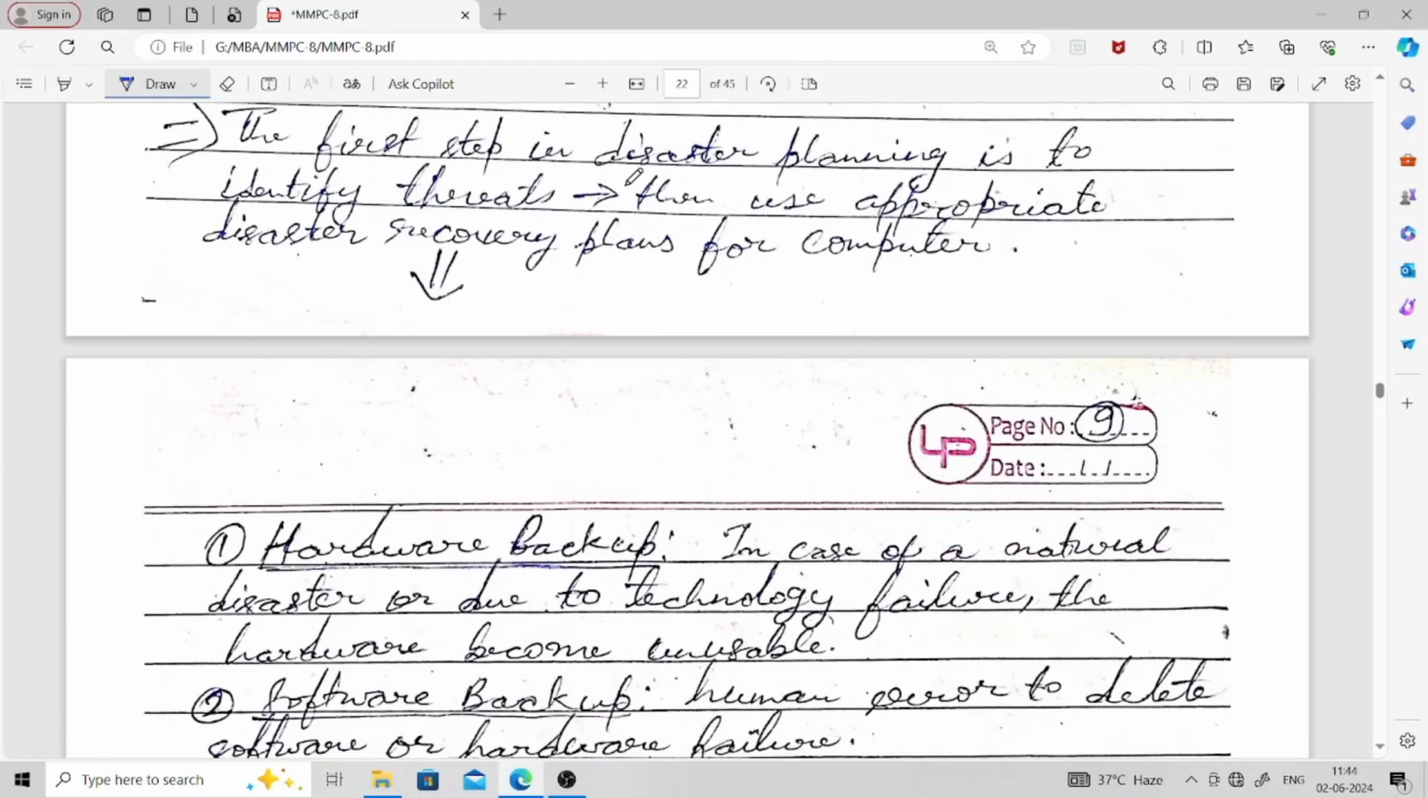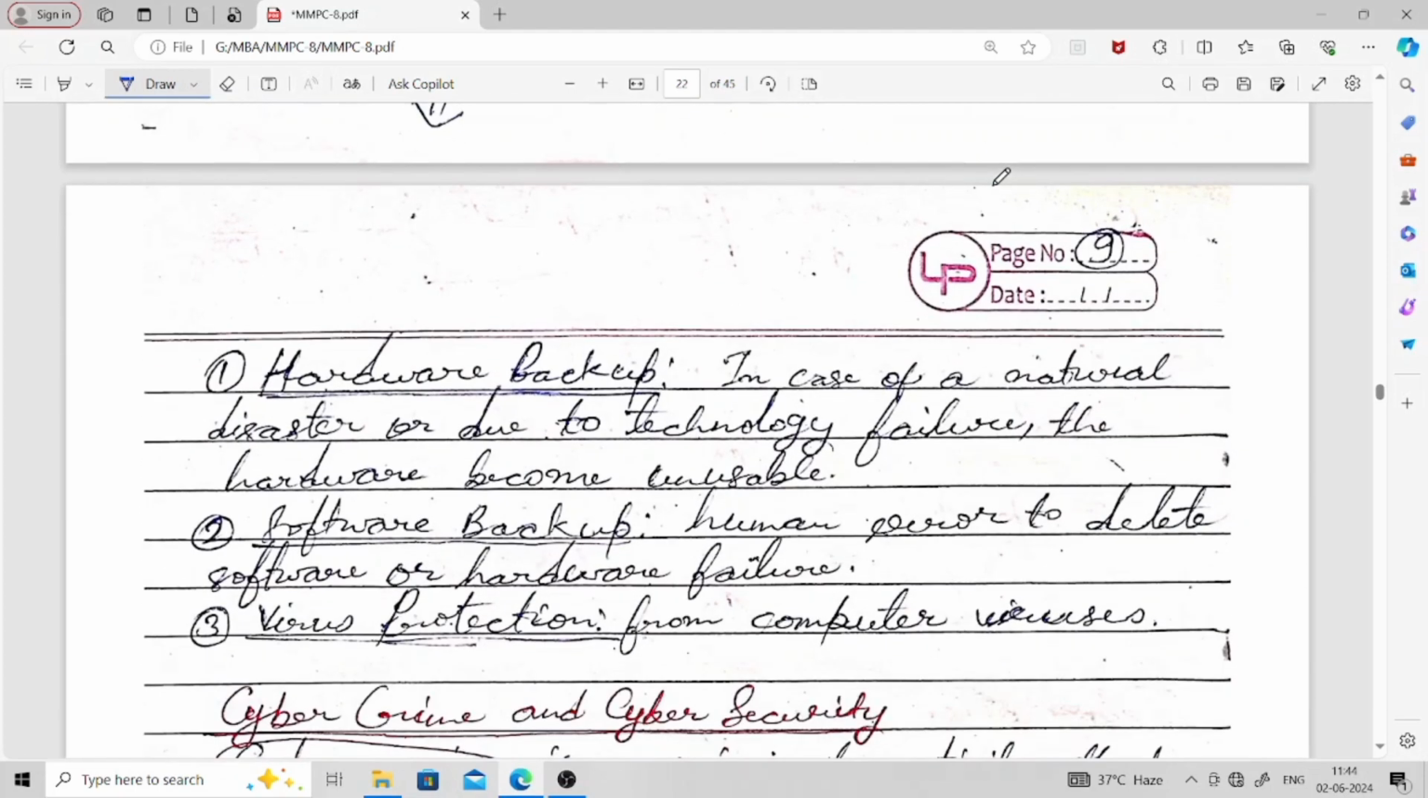I'm underlining this: the first step in disaster planning is to identify threats. So what different kinds of threats are possible, then use appropriate disaster recovery plans for the computer. According to the kind of disaster, we should use the recovery plans for the computer. The first that is given is the hardware backup. So we need to back up our hardware.